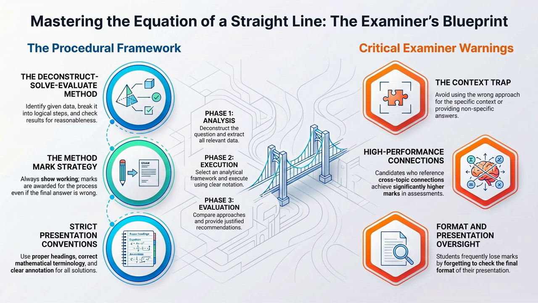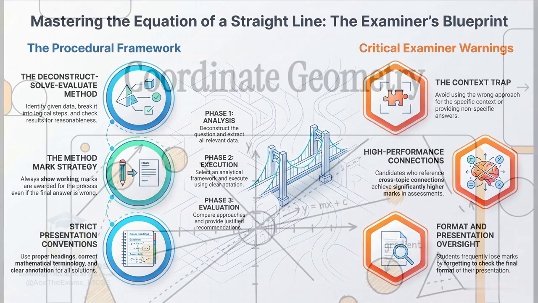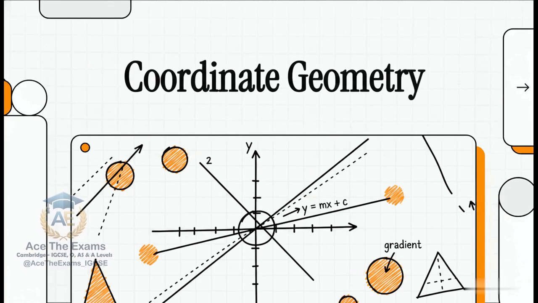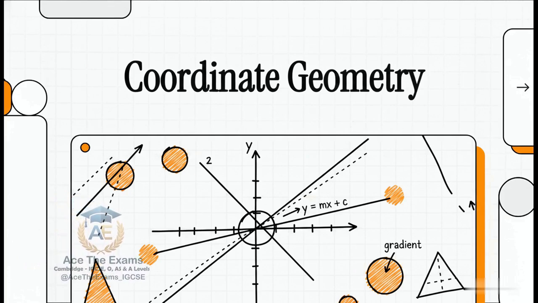Right, welcome back, everyone. If you're tackling Cambridge AS and A-level math, you already know the syllabus pulls absolutely no punches. But today we're zeroing in on the one topic that literally separates the good math students from the absolute elite. We're talking about coordinate geometry. Specifically, mastering the equation of a straight line.